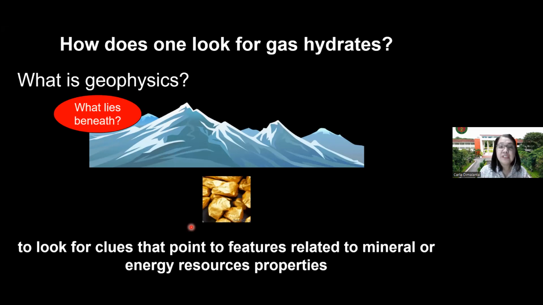So what geophysics does is try to see beneath the surface, because we cannot see where the deposits are that we are looking for. They are underneath the Earth's surface, and therefore we need a tool that will allow us to see beneath the Earth's surface. So with geophysics, we use various equipment and instruments, and those instruments provide us with clues that point us to the features that are related to the mineral or energy resources or groundwater resources or geothermal resources that we are trying to look for. Okay?